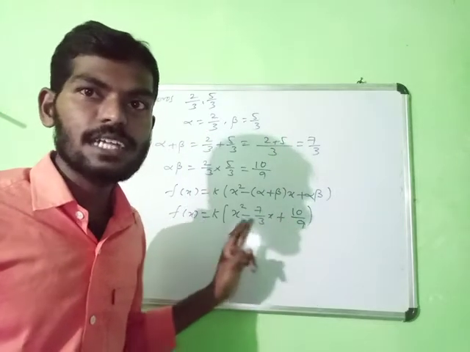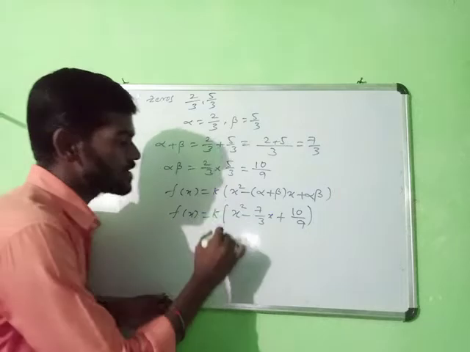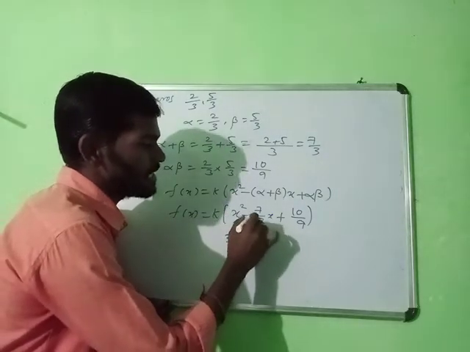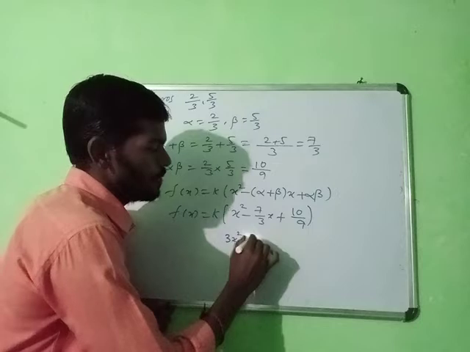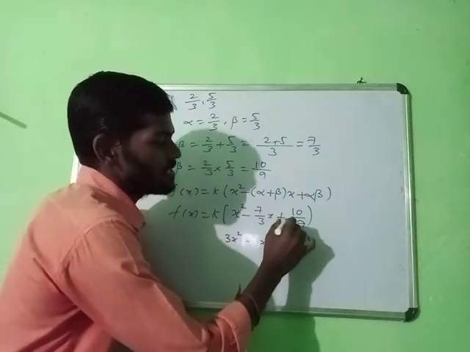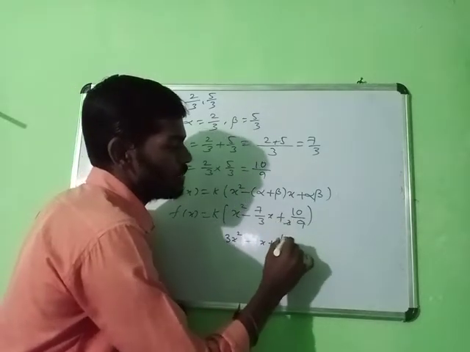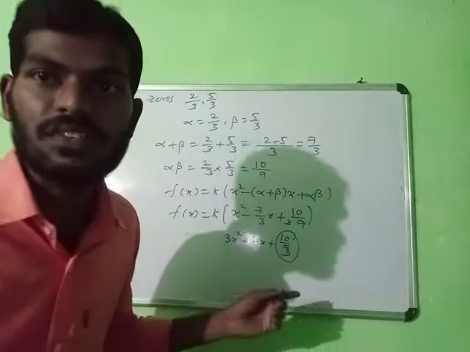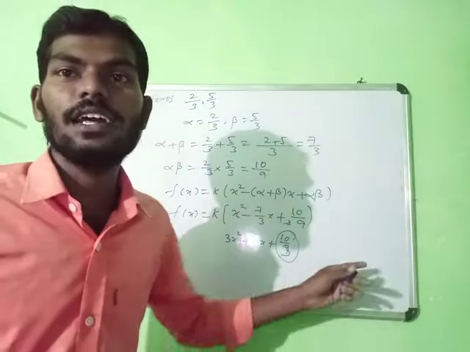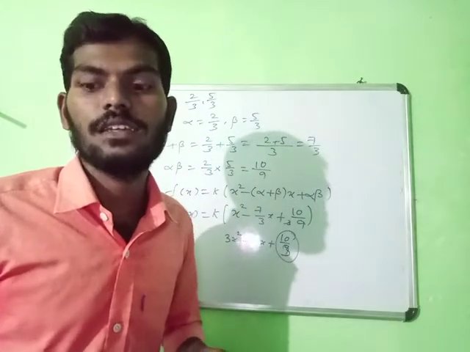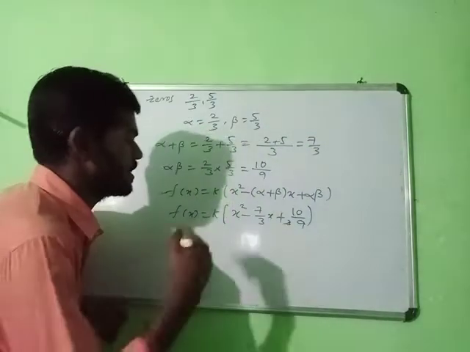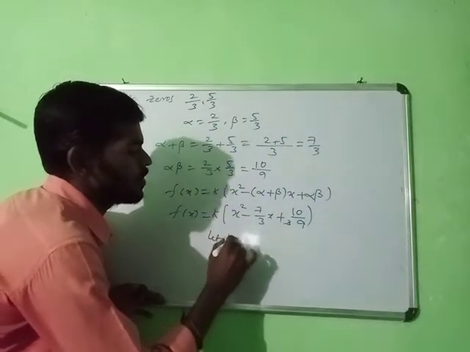Okay, for example, taking 3: here 3x square will come, plus here 3 into 3 cancelled, minus 7x will come, plus here what will come? 3 into 10/9, 10/3 will come. This one also has a fraction. To avoid this, we should take the k value as 9. So take the k value as 9. Let k equal 9.